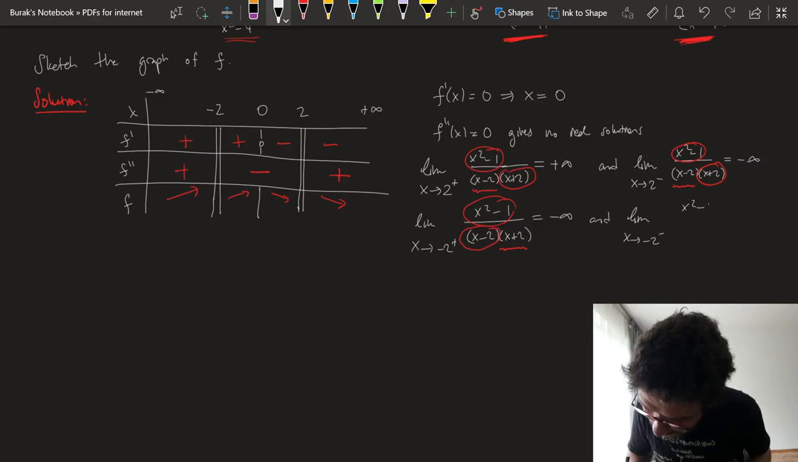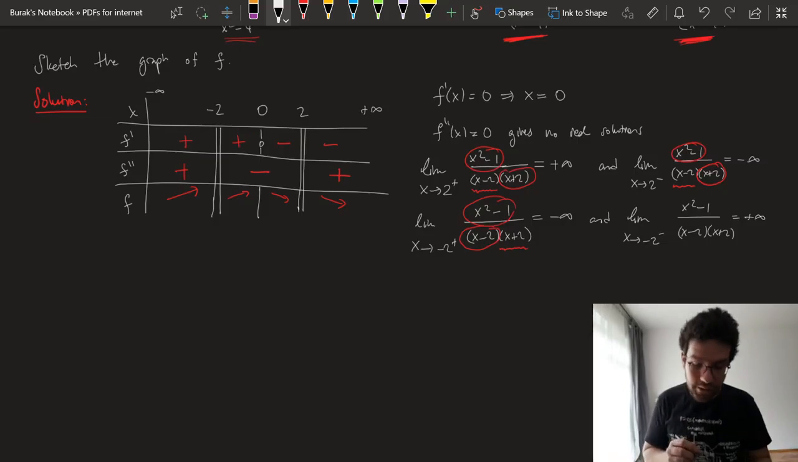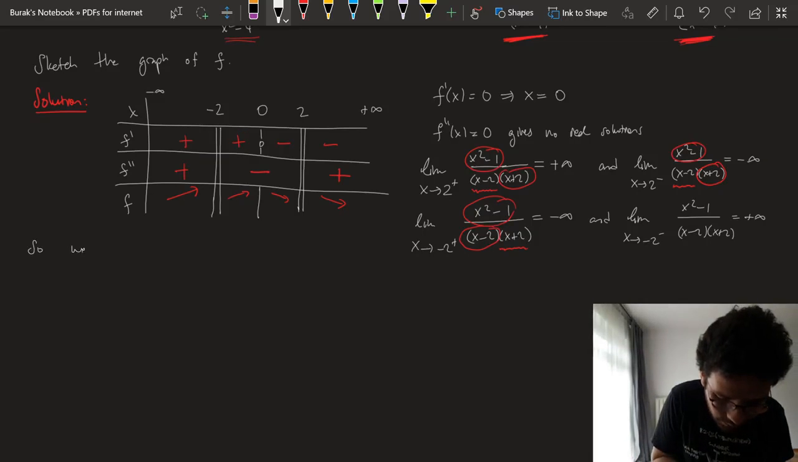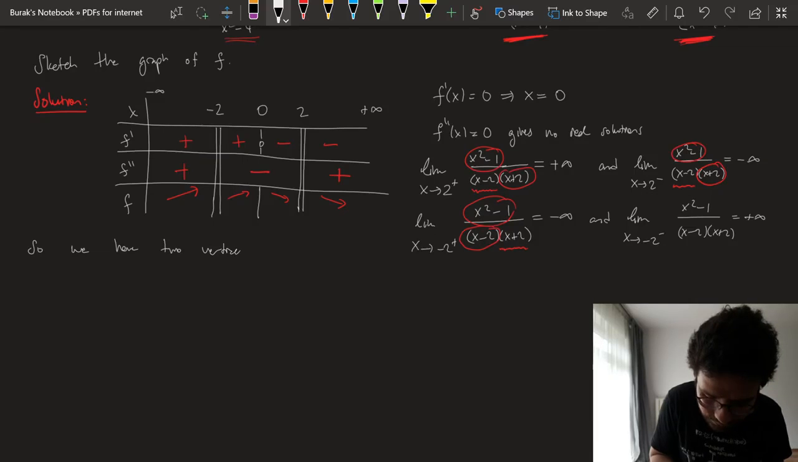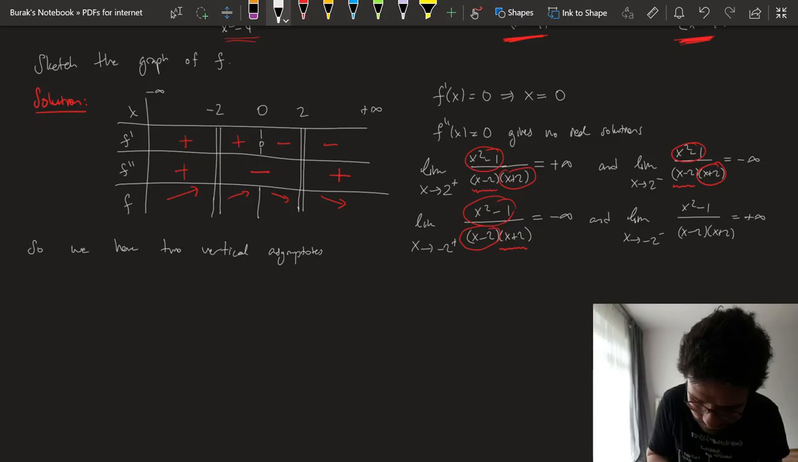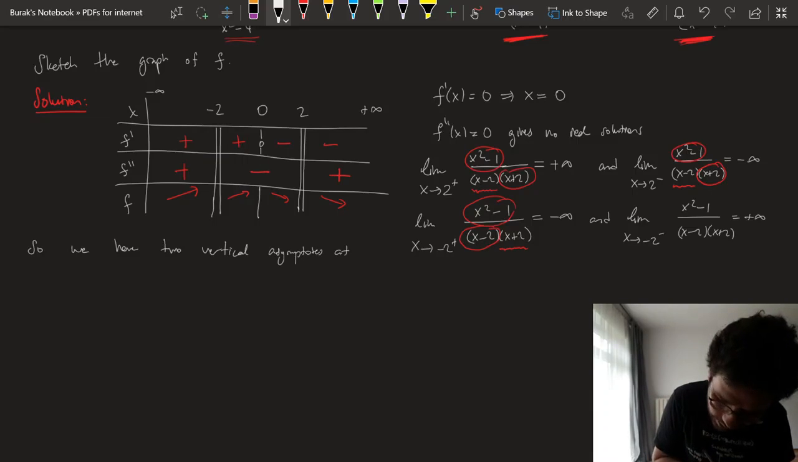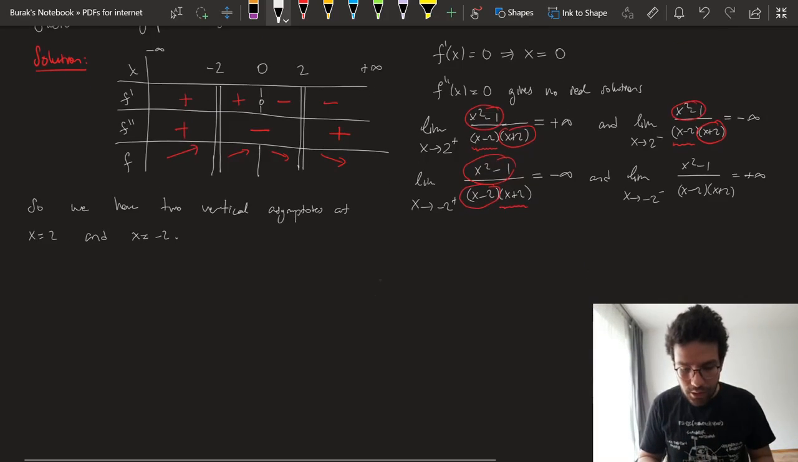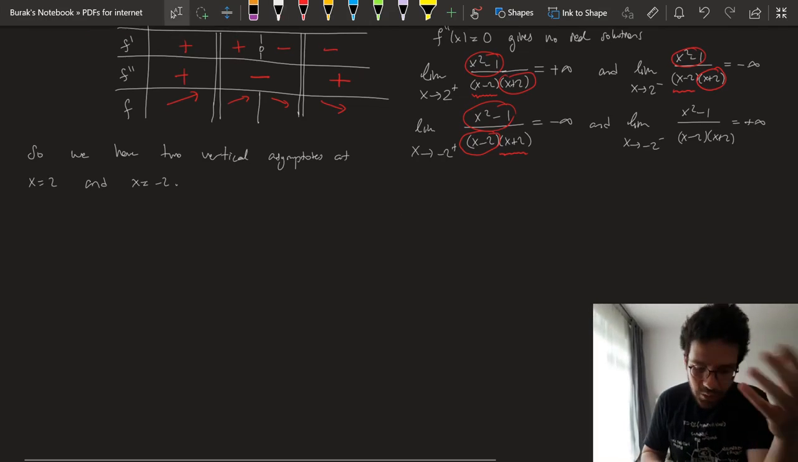I am directly going to write it down without explaining, because this is like the third time I'm explaining this. So this will be positive infinity. So we have two vertical asymptotes at x equals 2 and x equals minus 2. Okay, that's good. So we're done with vertical asymptotes.